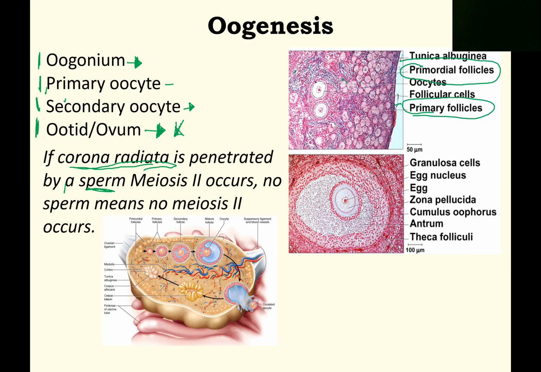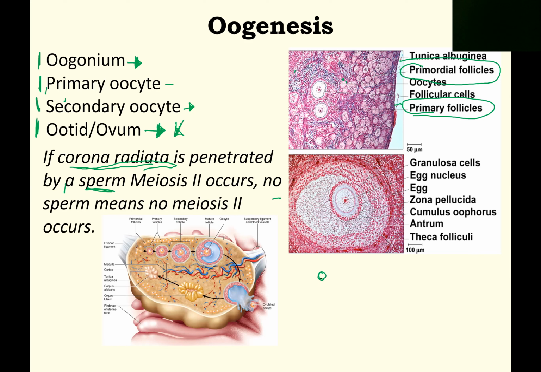Okay, oogenesis: oogonium, primary oocyte, secondary oocyte, ootid/ovum. And the last one only happens if fertilization occurs. Okay, another scenario. Just because the corona radiata has been penetrated by a sperm, and just because meiosis 2 has occurred, doesn't mean that fertilization occurs.